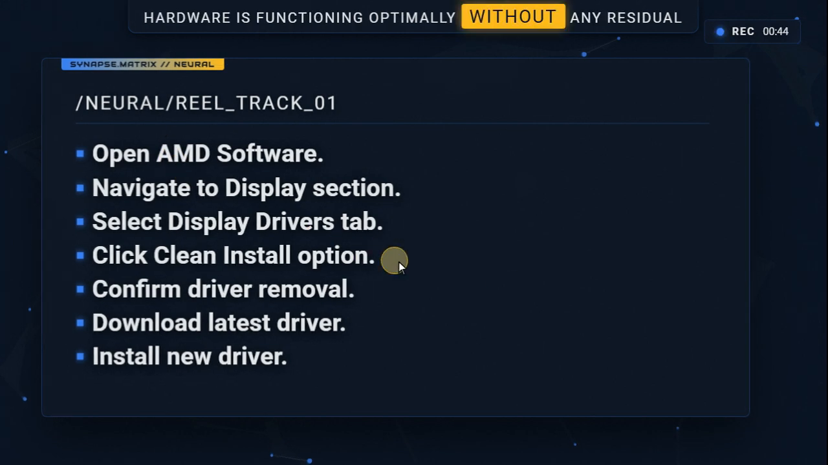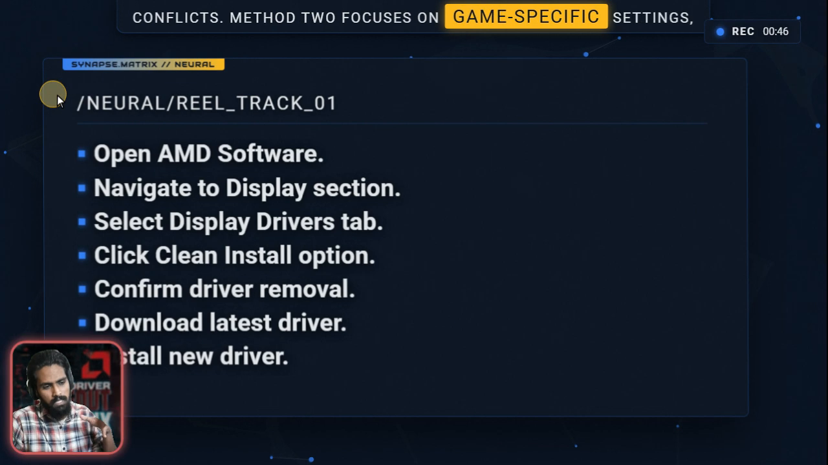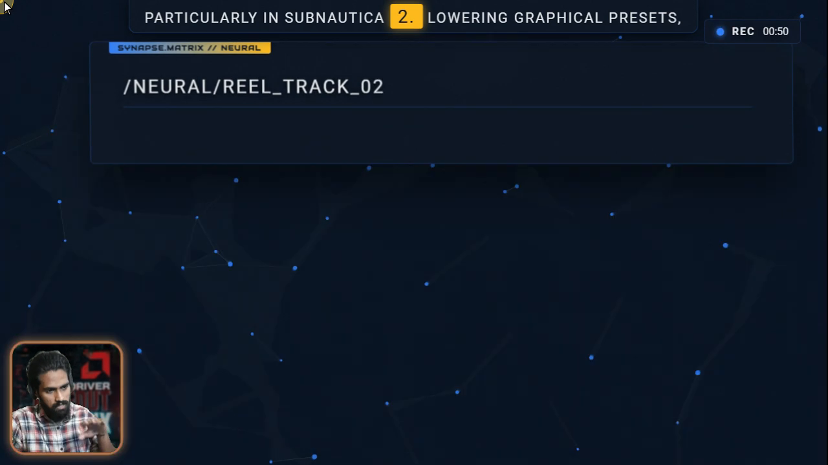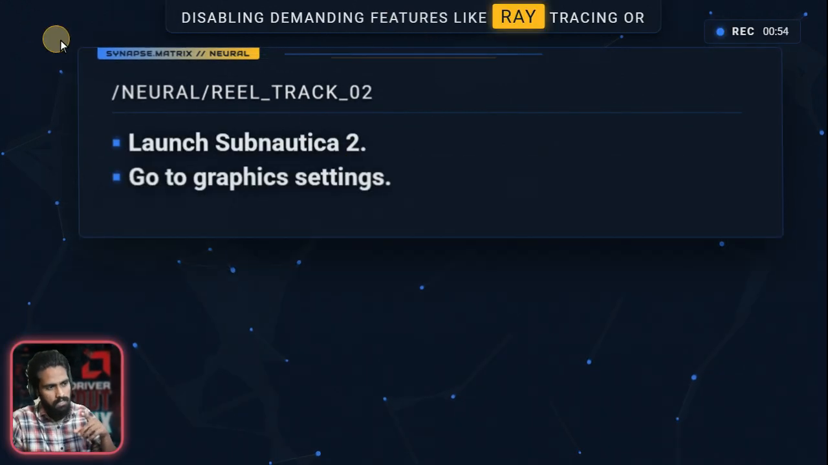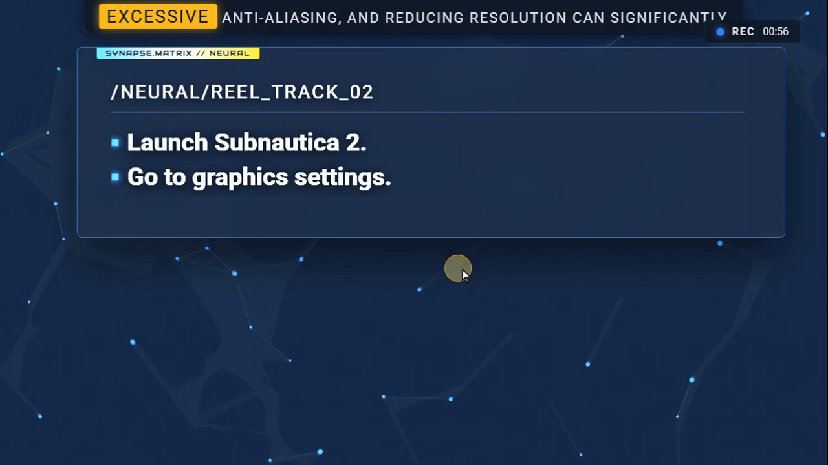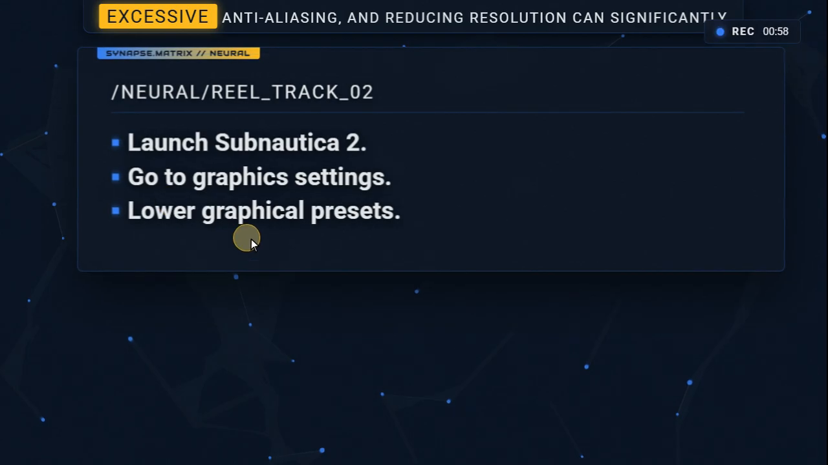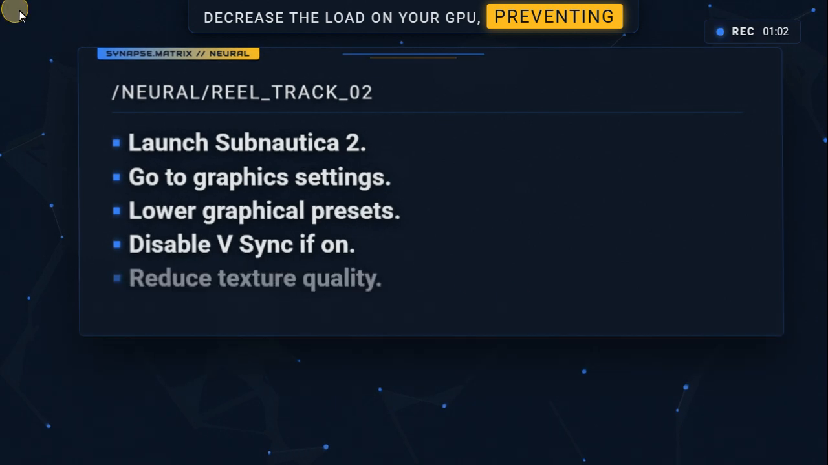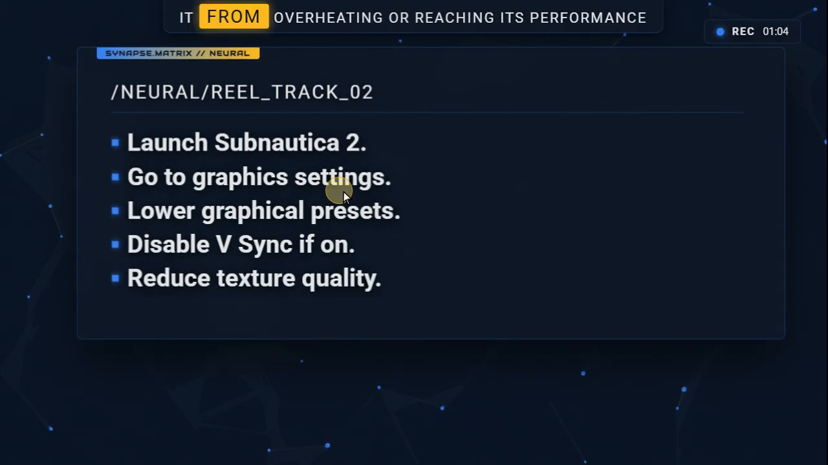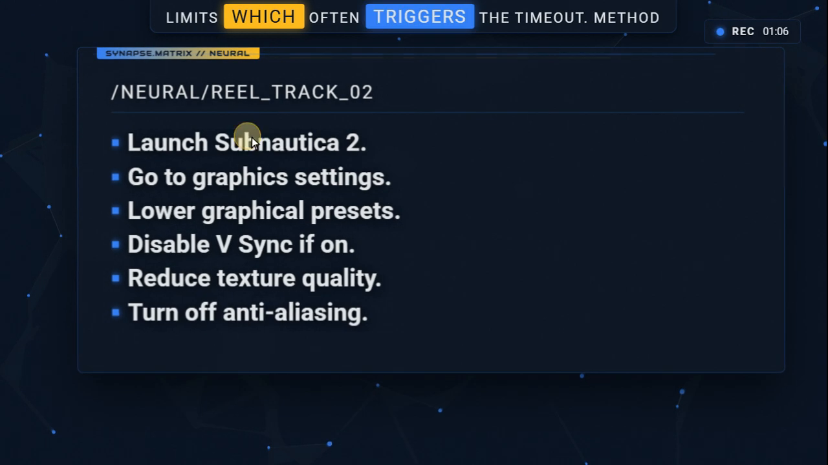Method 2 focuses on game-specific settings, particularly in Subnautica 2. Lowering graphical presets, disabling demanding features like ray tracing or excessive anti-aliasing, and reducing resolution can significantly decrease the load on your GPU, preventing it from overheating or reaching its performance limits, which often triggers the timeout.